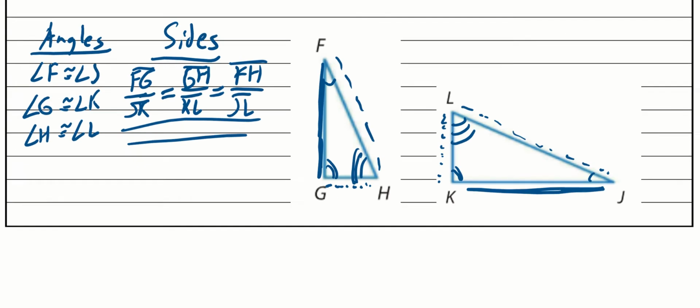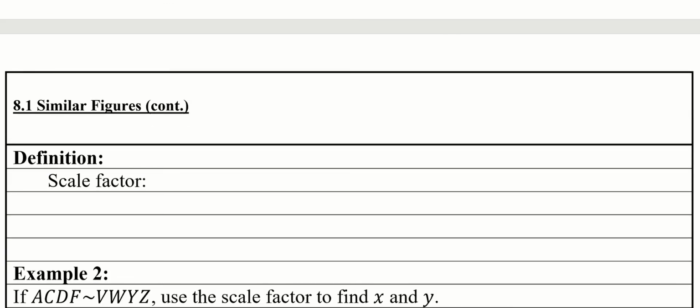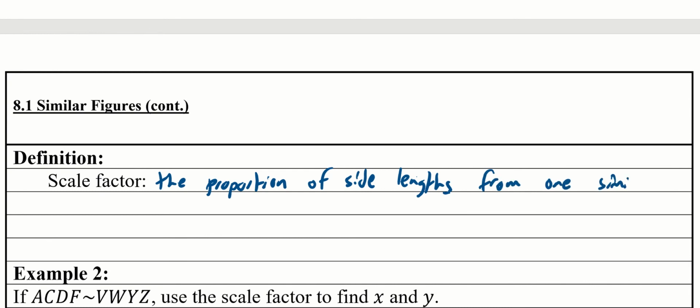Okay. One other term that we're going to make sure we know as we go into problems like this is what we call a scale factor. A scale factor is just the proportion of the side lengths from one similar shape to the other.